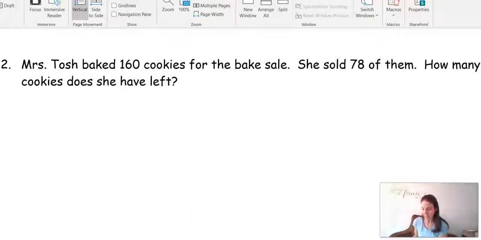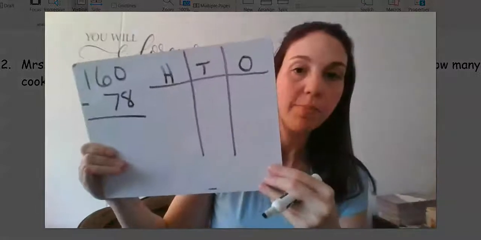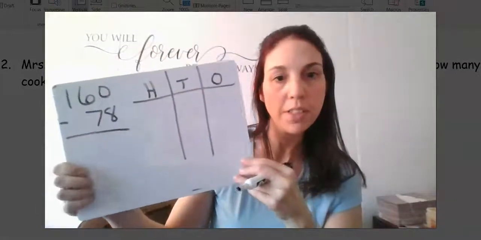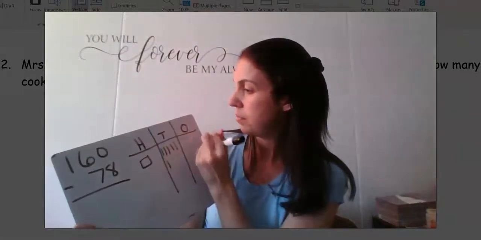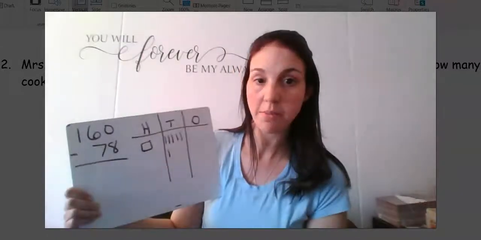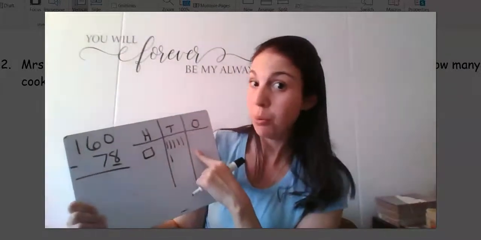So 160 minus 78. I'm getting my hundreds, tens, and ones chart set up. This is what you'll do on the exit problem. You will need to set up your own 100, 10, and 1 frame for yourself. And yours will look similar to mine with different numbers. Okay, so 160 and no tens, no ones, okay? Now I need to take away 8 ones, no ones to take away.